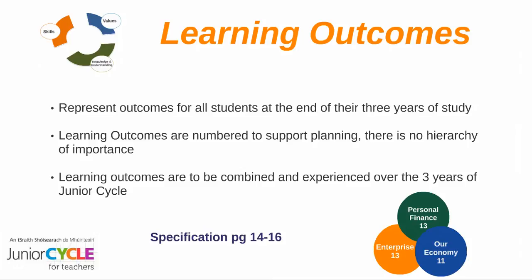The outcomes are numbered within each strand. The numbering is intended to support teacher planning in the first instance and does not imply any hierarchy of importance across the outcomes themselves. While the learning outcomes associated with each strand are set out separately in the specification, they should not be taken to imply that the strands are to be studied in isolation. The students' engagement in learning is optimised by a fully integrated experience of personal finance, enterprise and our economy. That is to say, the combining of learning outcomes from across the 3 strands over the 3 years to provide rich learning experiences that are authentic and relevant to the student.